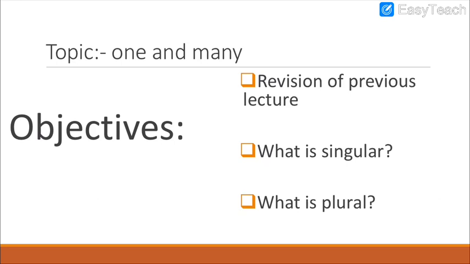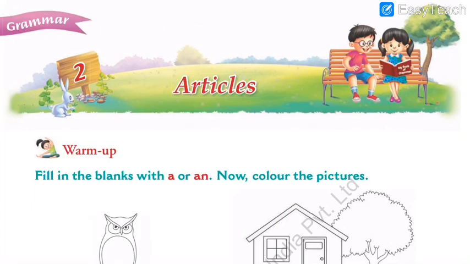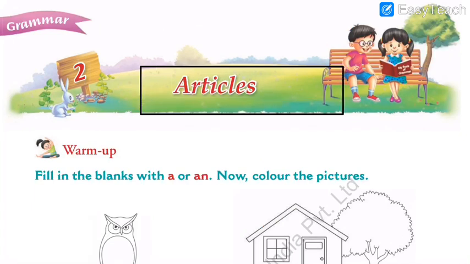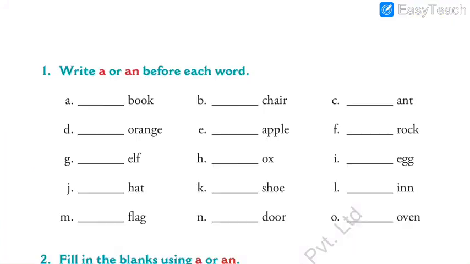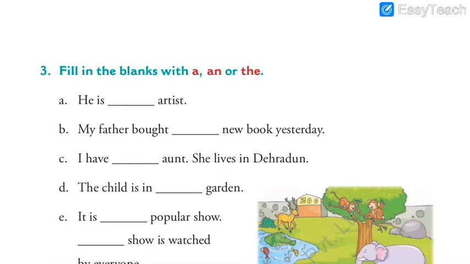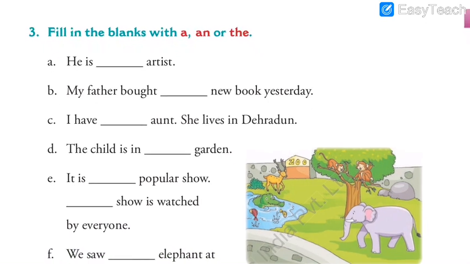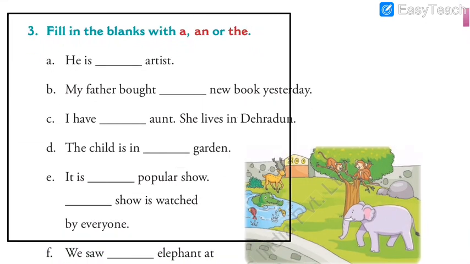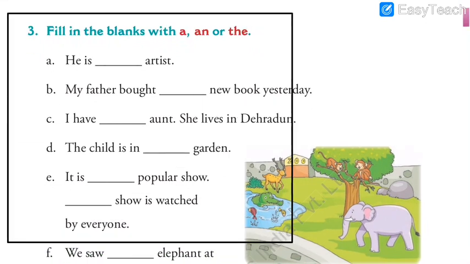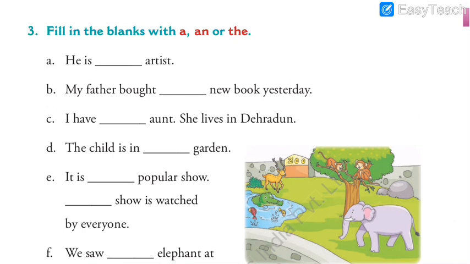So let's get started. Students, in the previous two lectures we have solved the chapter on articles, correct? We got to know what is a vowel, what is a consonant. We even solved the exercise on articles, and then in yesterday's lecture we solved exercise number 3, in which you had to decide where to put a, where to put an, and where to put the. So in the previous lecture we learned how to use the article the in the blank.